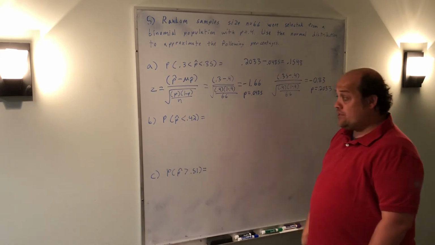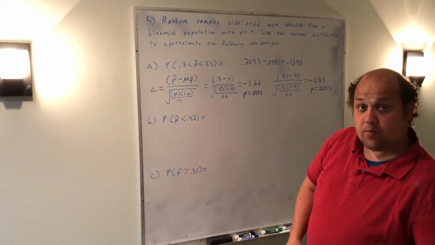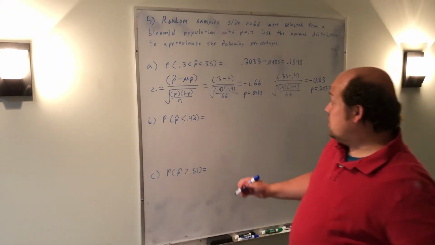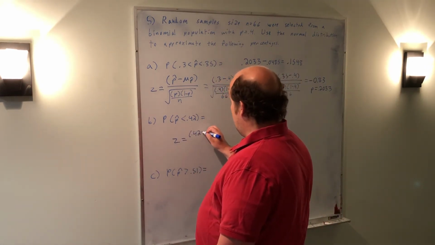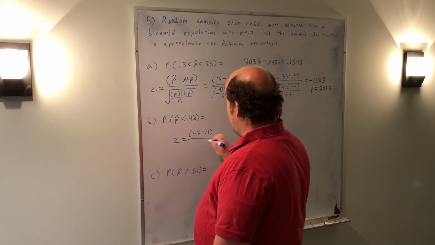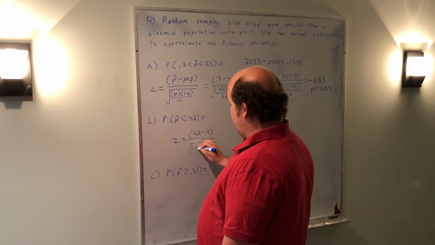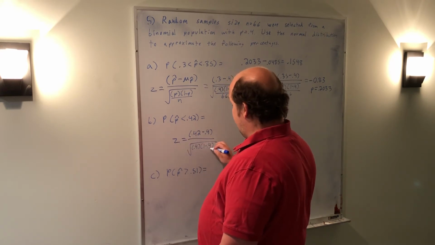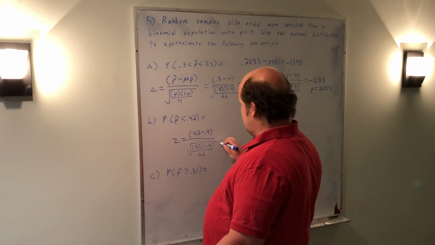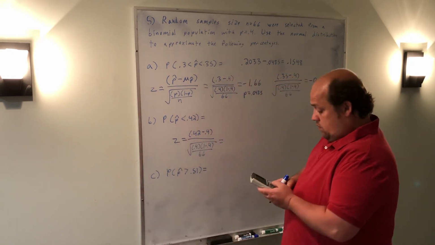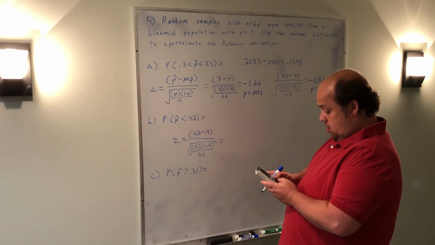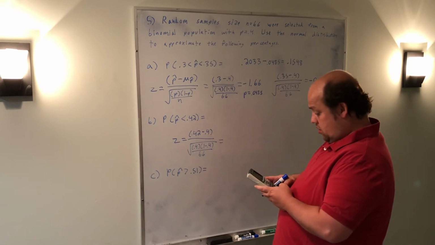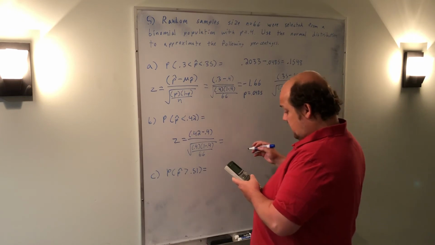Next one's slightly easier because I only have one number that I have to put in, the 0.42. So I set up z equals 0.42 minus 0.4 over the root of 0.4, 1 minus 0.4 over 66. When I put this into my calculator, it gives me a z-score of 0.33.